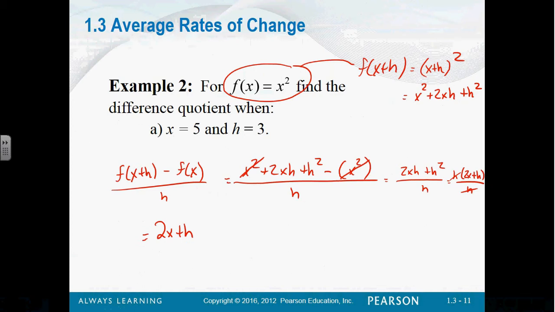So how do we get our actual value? Well, we've got x and h, right? So 2 times x plus h is 13.